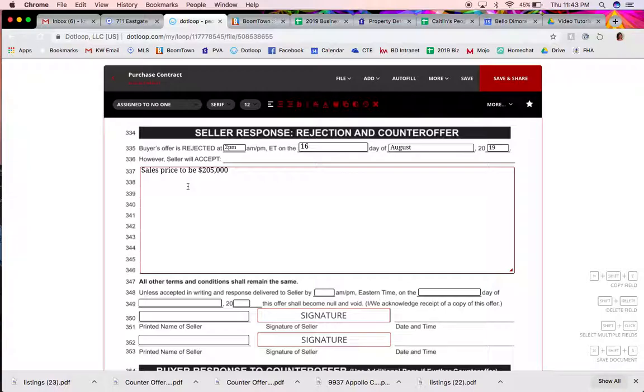I'm accepting the home warranty they're asking me to buy. I am accepting their financing terms. I'm accepting their closing costs. The only thing I'm not accepting is their $200,000 offer price. So only change the terms here that you wish to change in your counteroffer. Otherwise, everything else stays the same.